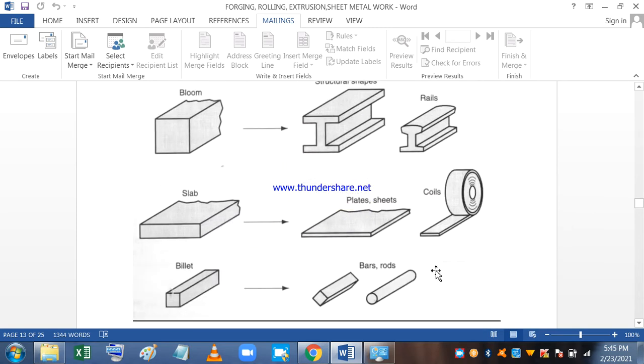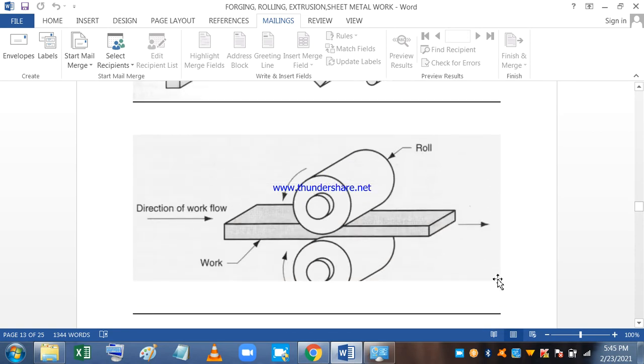These are the shapes of the bloom, billet and slab that come out of the steel plant. Bloom, they are converted through rolling mill by passing through the roll pass into shapes like beams, rails, channels, angles, etc. Slab is converted to plates and sheets or thin sheet metals which are supplied in the coiled forms, and billets are converted into bars and rods. These are very important. Please make note of these basic materials.